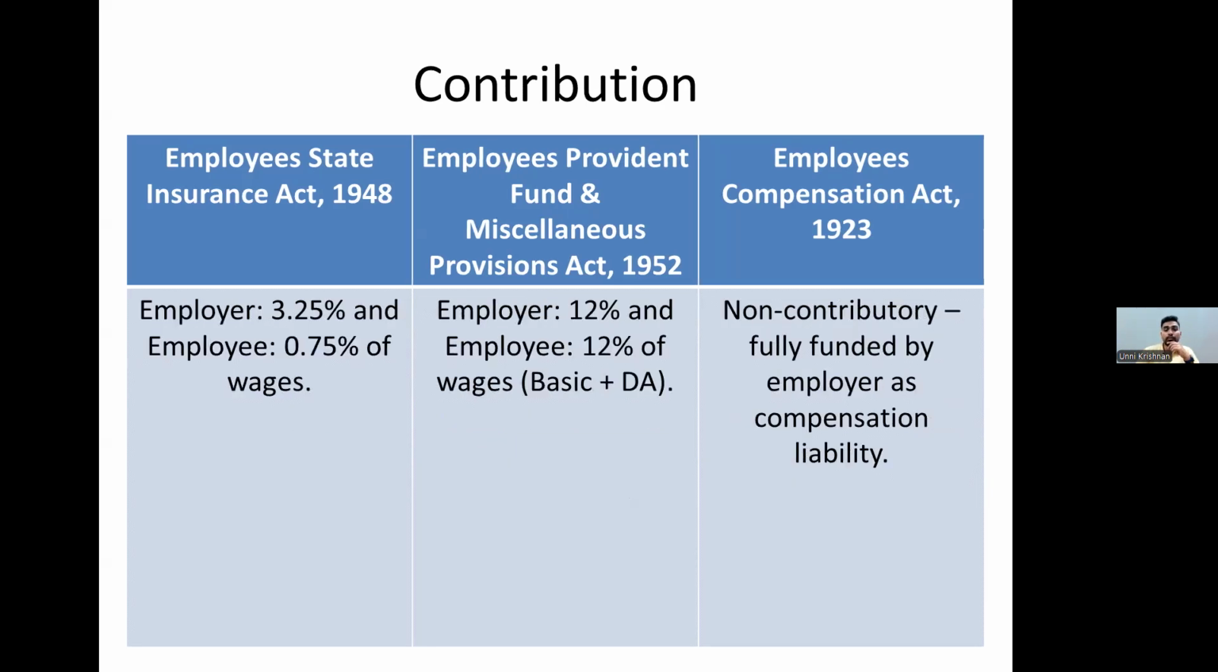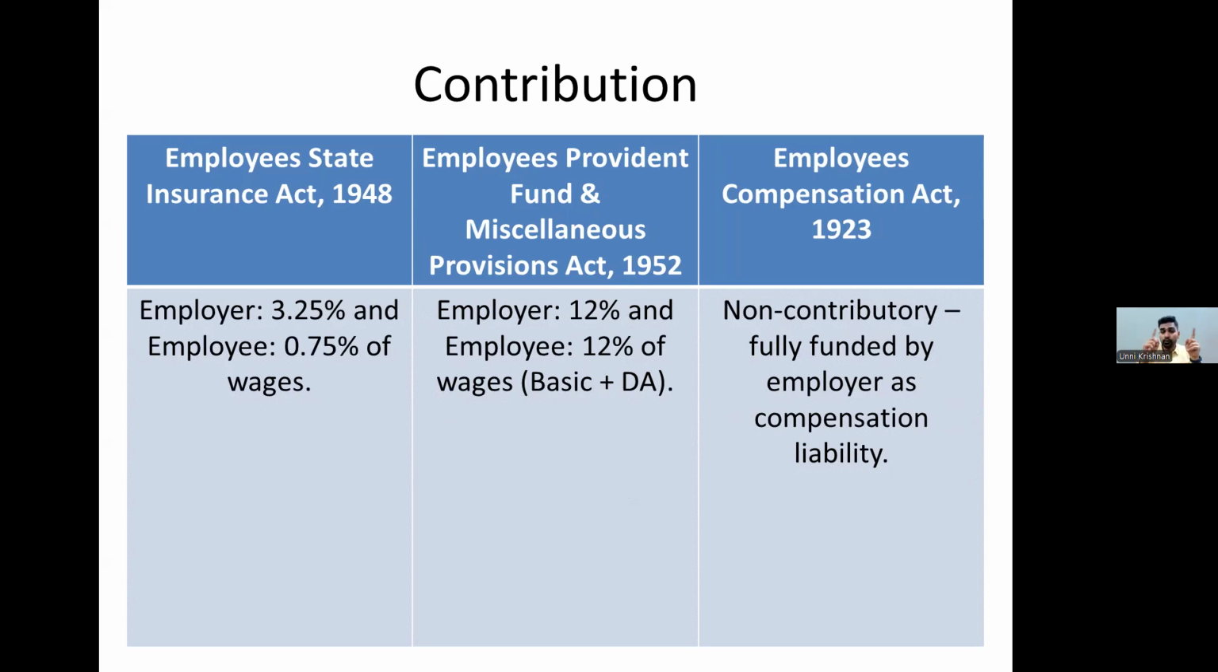So, what is the contribution? Again, contribution rates. In the ESI Act, altogether 4%. Employee contributes 3.25%. Sorry, employer contributes 3.25%. Please don't make mistakes with these numbers. Terribly important. Very, very important. The employee contributes just 0.75%.